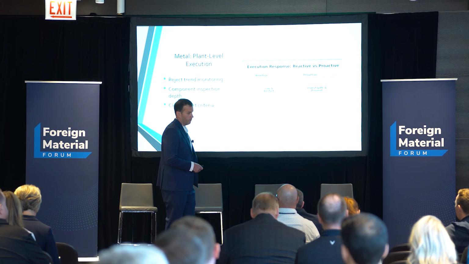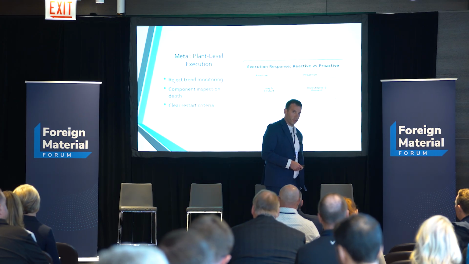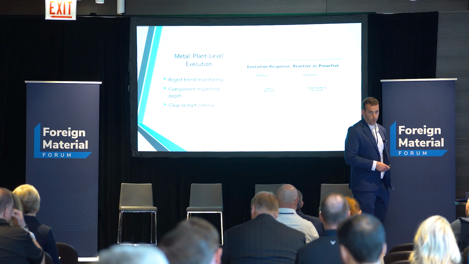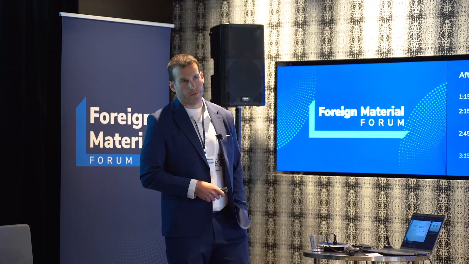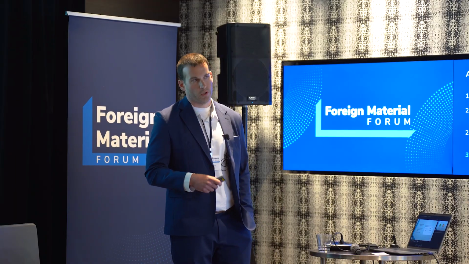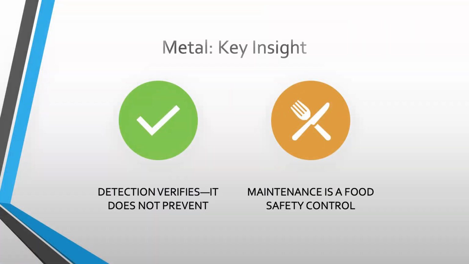Secondly, when maintenance comes out to look at equipment, is the expectation just look for obvious damage, or should they look for equipment wear and probe deeper into other modes of failure? And finally, when there is a reject, is the decision to restart evidence-based, or is it just to log and get going again? So the key insight from metal is all the tools we have are essential, but they should be treated as verification mechanisms, not preventative controls.